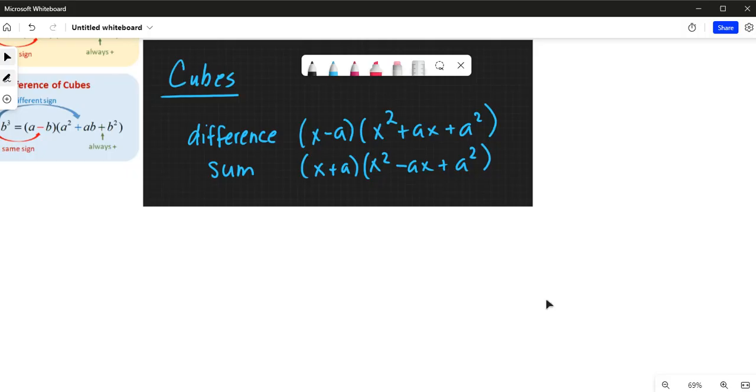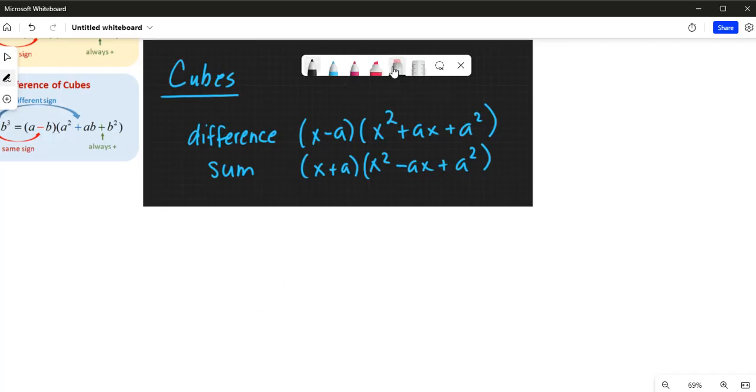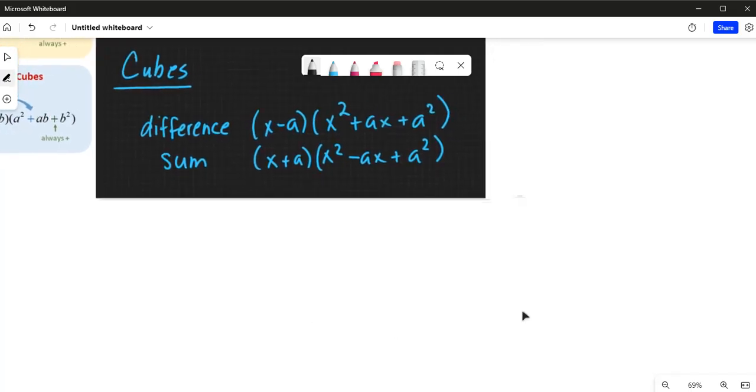You know how with a difference of squares, if you have 4x squared minus 16, it's going to factor to 2x minus 4, 2x plus 4 every time. Cubes are a similar type of thing. You just have to know what the form is, and you can put it into that form based on recognizing that it's a cube.